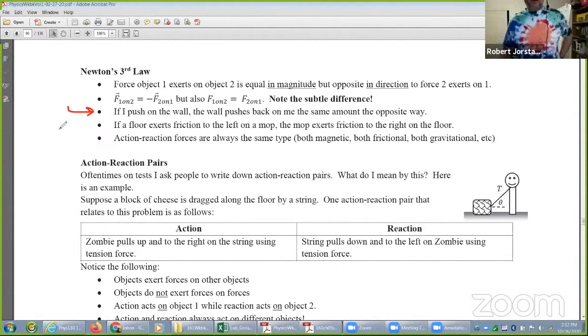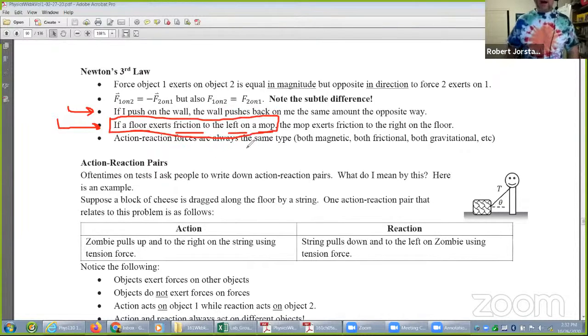If a floor, so notice this one. Let's say the floor exerts friction to the left on the mop. Watch how that would be called the action. So let's say this part right here. Sorry, give me just a second. The box in red, hopefully that popped up. Let's call that the action. If that's the action, the reaction is the second half of the sentence, over here.